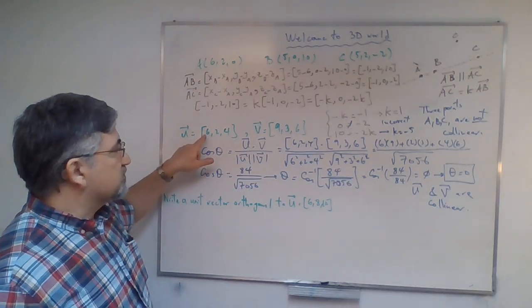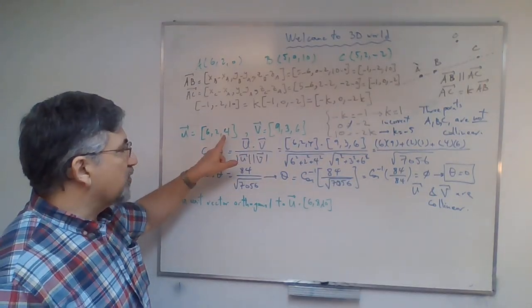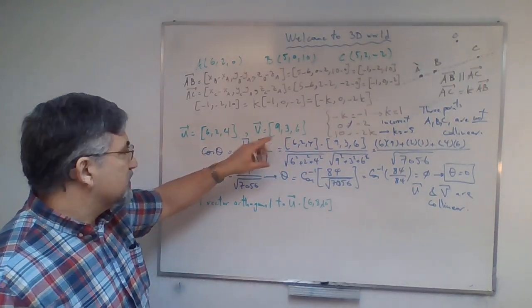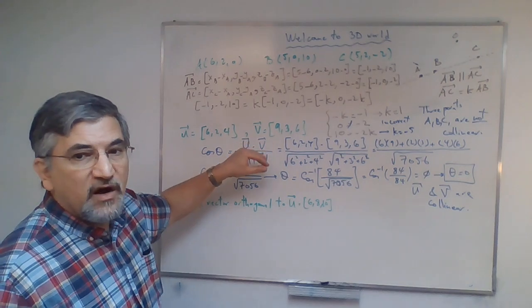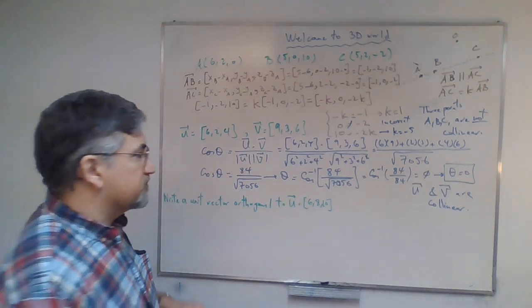And you can actually see that now. If you multiply 6 by 1.5, you get 9. If you multiply 2 by 1.5, you get 3. And if you multiply 4 by 1.5, you get 6. So basically, vector v is 1.5 times vector u. So you see that one vector is actually a multiple of the other.